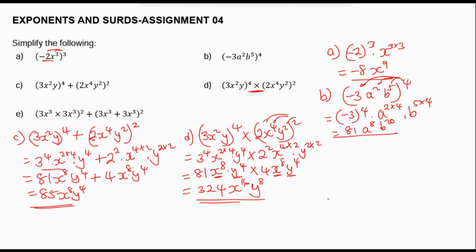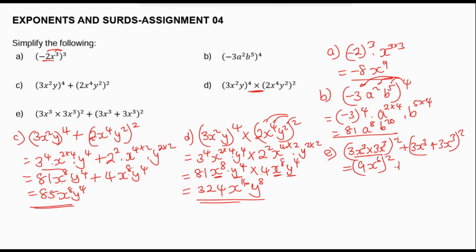All right, and then let's do the last one. E. We can simplify this, or you can even distribute this. Say 3 squared x to the power 6 times 3 squared times x to the power 6. But let's start by simplifying this. 3x cubed times 3x cubed. 3 times 3, that is 9. Then x cubed times x cubed, we add the exponents, so it's x to the power 6. All this raised to the power of 2.